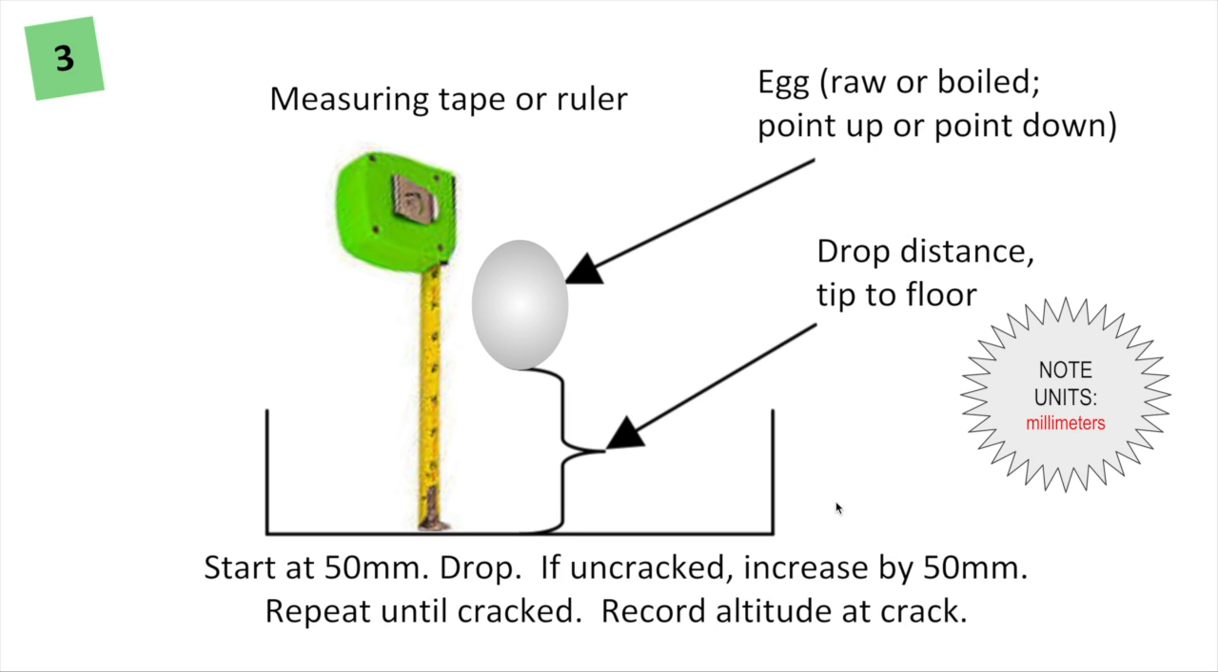You will start at 50 millimeters. Drop the egg. If it's uncracked, increase the drop distance to 100 millimeters. If it's uncracked again, increase it to 150 millimeters. So each time you are bumping up that altitude by 50 millimeters. And you continue repeating this process until the egg cracks. At that point, record the altitude when the egg cracks. Again, you're making your measurements in millimeters. And record all your data in an additional tab on your spreadsheet.